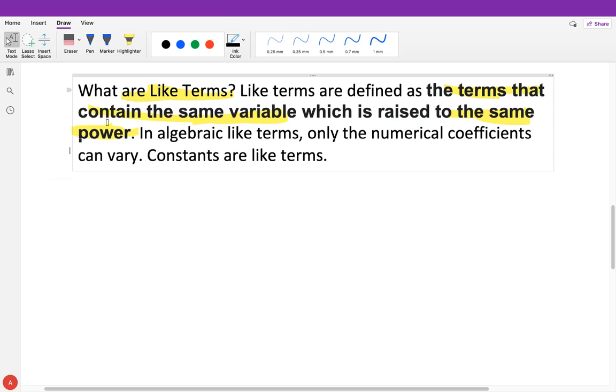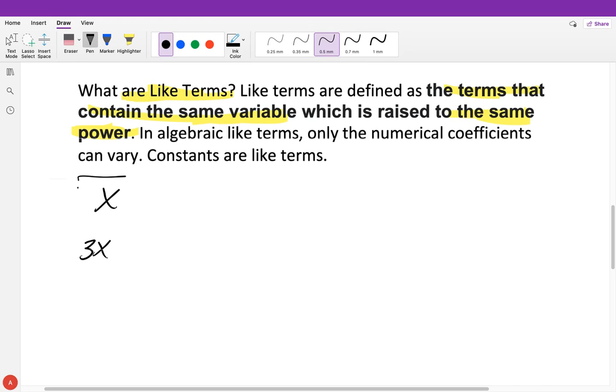So everything within that term, all of your variables that are within that term need to be identical to each other. All right. And in algebraic like terms, only the numerical coefficient, so only the coefficient can vary. So the coefficient doesn't have to be the same because that's telling us how many we have of it. But the variable or variables that are within that term need to be identical to each other in all ways. Constants are like terms, and we're going to talk about that in a moment if you're not sure what a constant is.